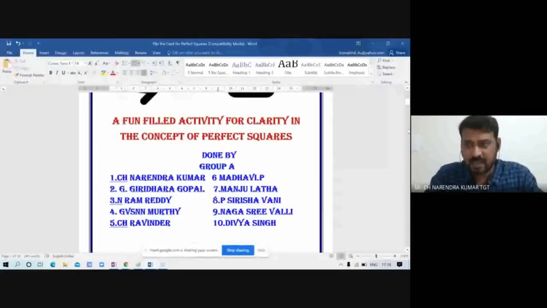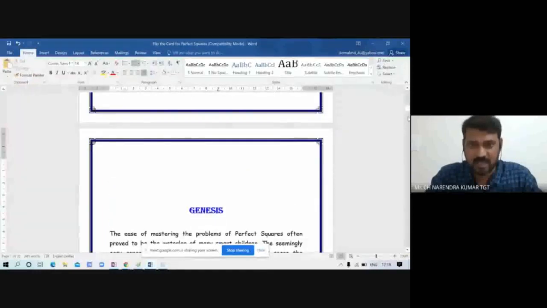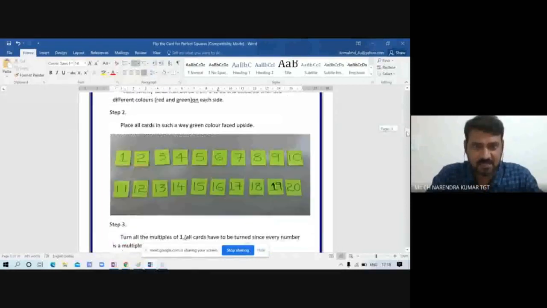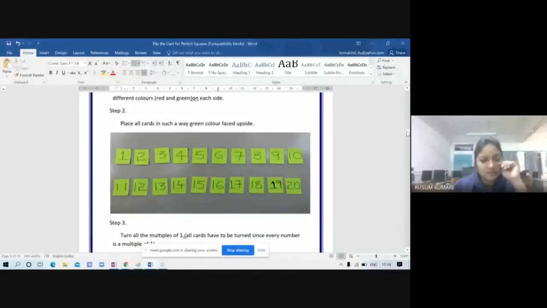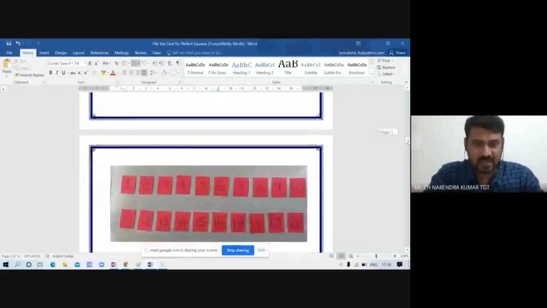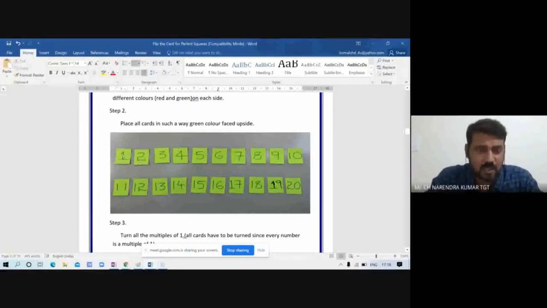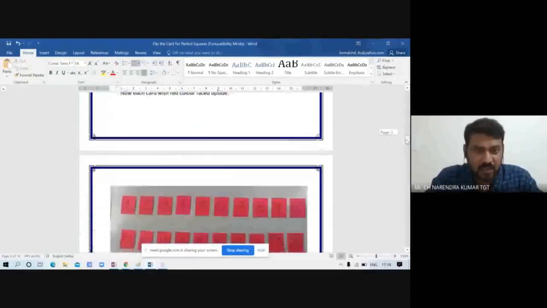And here, you see what sources we are taking. I'm taking 20 cards like this, with a green color on one side and red color on the other side. Same card with two different colors on the two sides. I place the cards like this, 1 to 20. The first number is 1, so you have to turn the multiples of 1. All are multiples, 1, 2, 3, 4. Then automatically you will get all the cards in red.